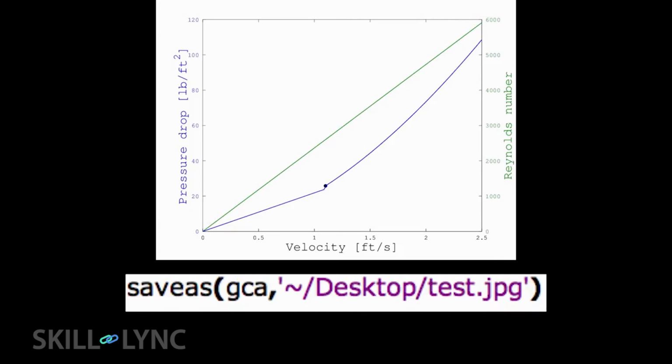As a last step, I save the plot as a JPEG file on my desktop using the saveas command. You will notice that I pass a parameter called gca to the saveas command. Here, gca is the handle to the active plot.